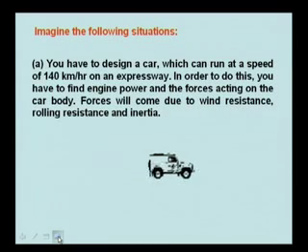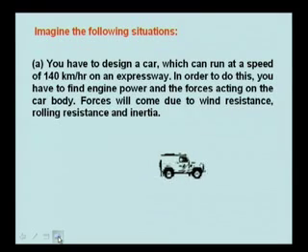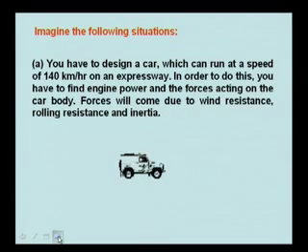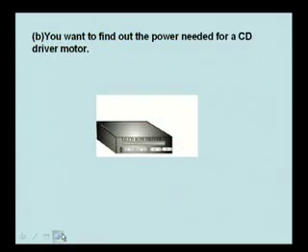Now, this slide shows a car moving on the road. If you have to design a car which runs at a particular speed, let us say 140 km per hour on some expressway, you have to find out the engine power and the forces acting on the car body. The forces will come due to wind resistance, rolling resistance and inertia. All these things you have to do, so you must know engineering mechanics. Then if you want to design a CD drive motor and find out the power needed for it, then also engineering mechanics must be applied.